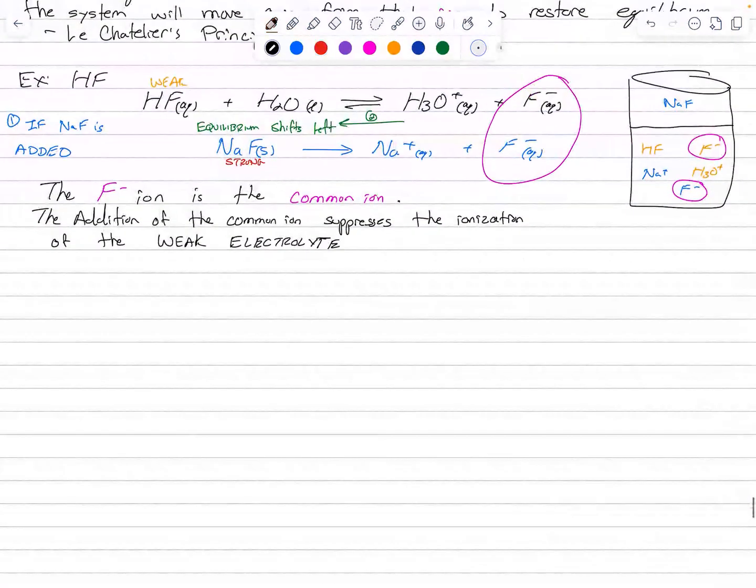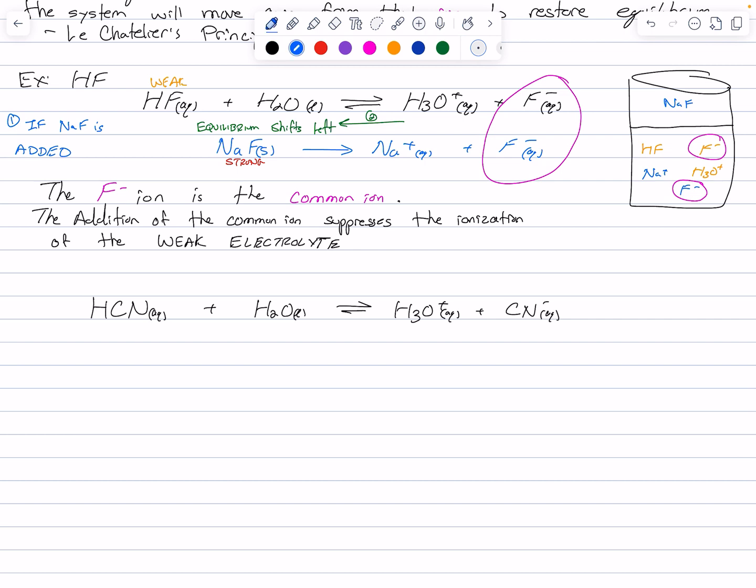Another one, for example, let's say you had HCN, another weak acid, plus H2O liquid. Then you'd have hydronium and you'd have cyanide.